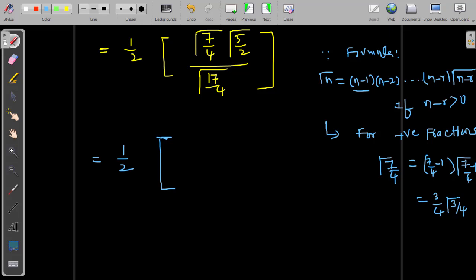Again, further, you can try to express the same rule. If I go further, 3 by 4 times 3 by 4 minus 1 times gamma of 3 by 4 minus 1. That's a negative value, minus 1 by 4, so we cannot express it again. We stop over here. So 3 by 4 times gamma 3 by 4 is the last.